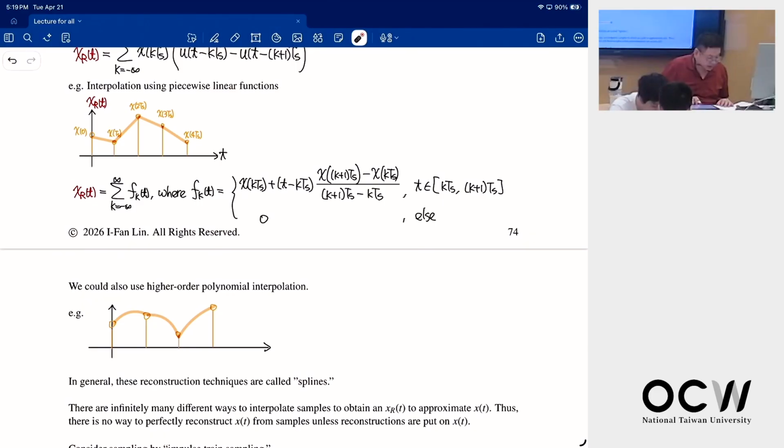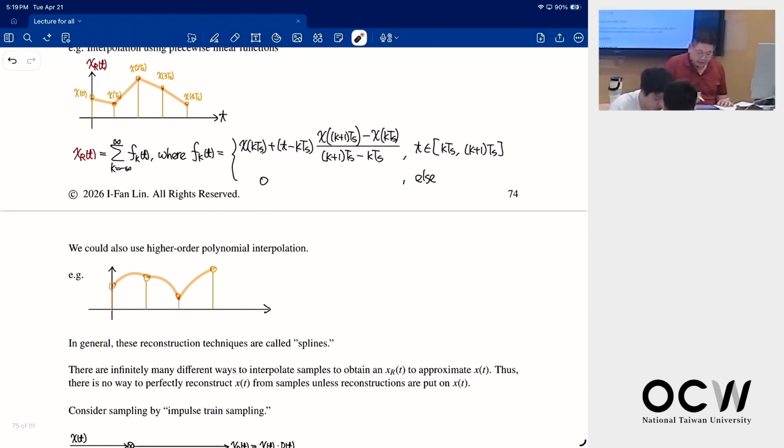Okay. In this course, next week, we are going to learn sampling by impulse train. So what is impulse train sampling?